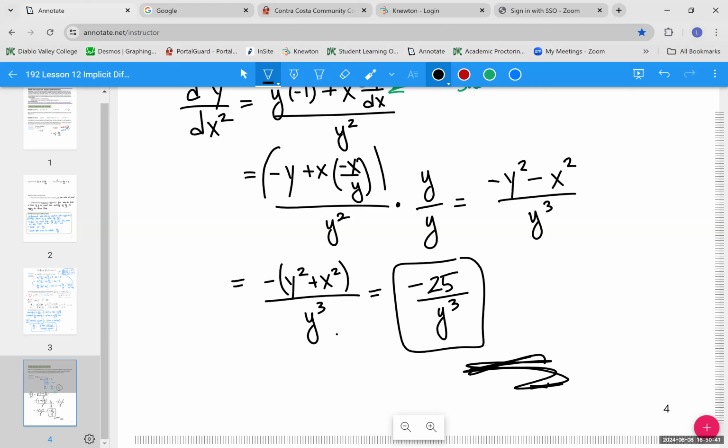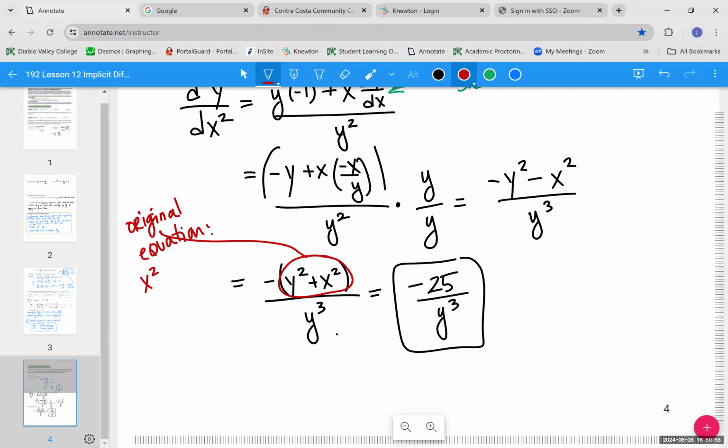Okay, so this substitution here comes from the original equation, which tells us that x squared plus y squared equals 25. And that's a second derivative using implicit differentiation.